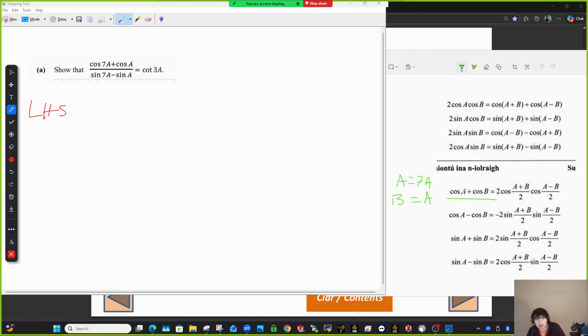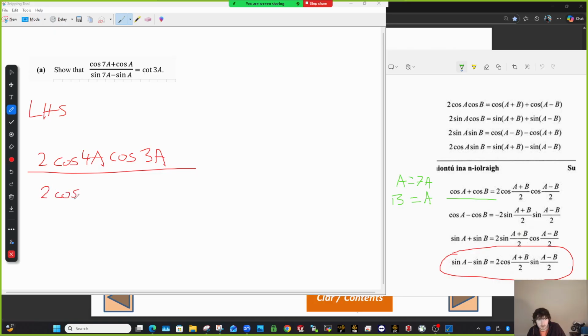So cos 7A plus cos A will work out as 2 cos 8A over 2, which is 4A. And then this is going to be cos 7A minus A, so that'll be 6A divided by 2. That's going to be a cos 3A. Right, on top, now we have a sine take away a sine. That'll be this one. Sine take away sine. That's going to give me 2.